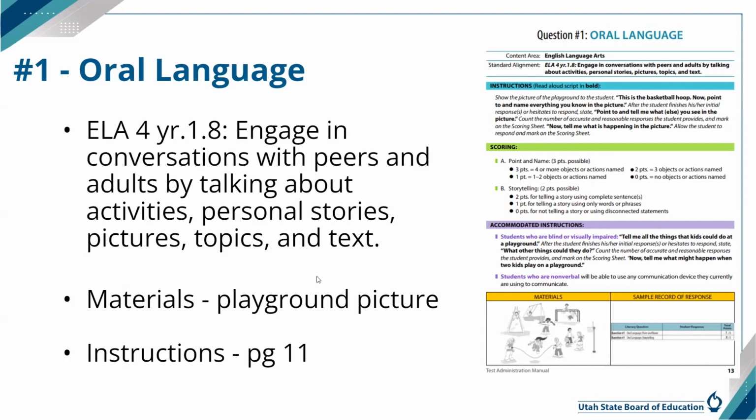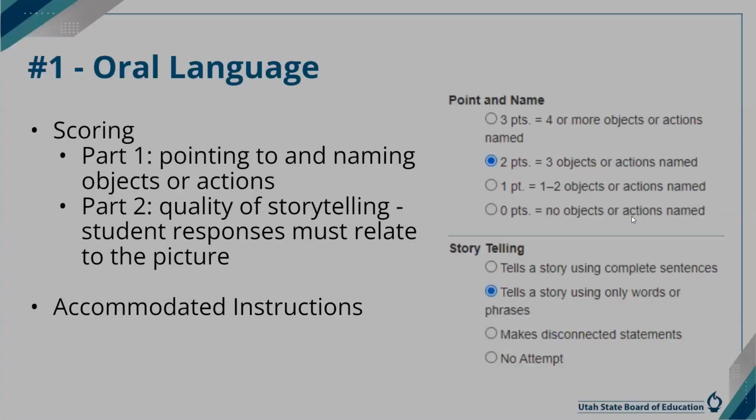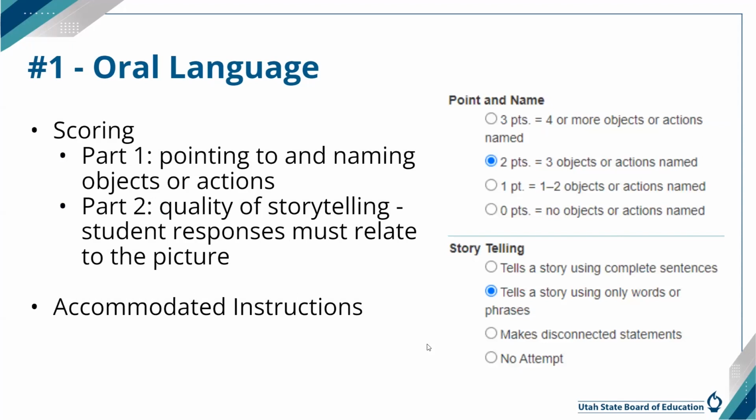Okay, thank you. So when we're looking at scoring, the first part is pointing to and naming the objects or actions. So the student can get 3 points, 2, 1, or 0 points, depending on how many they name. And then we're looking at the quality of the storytelling. So the student responses must relate to the picture. And then we're looking at complete sentence, only words or phrases, disconnected statements, or they don't tell you anything.